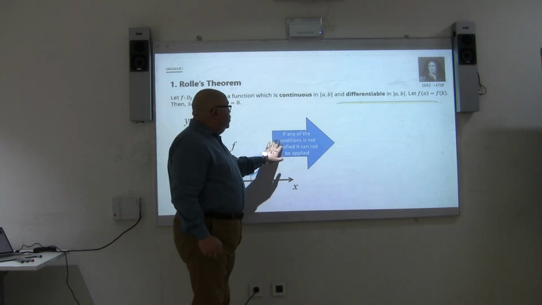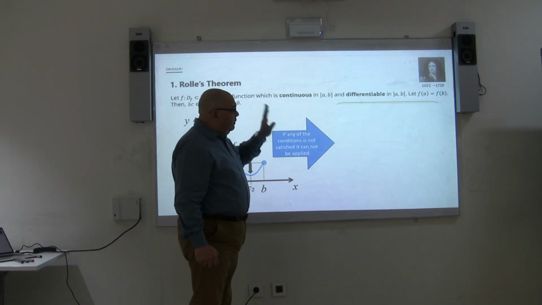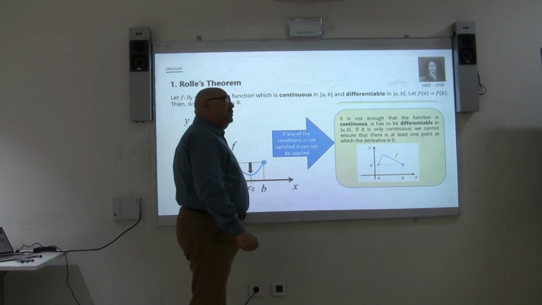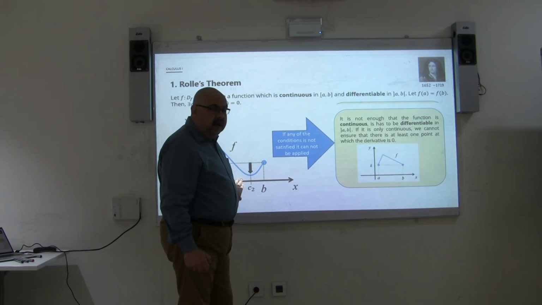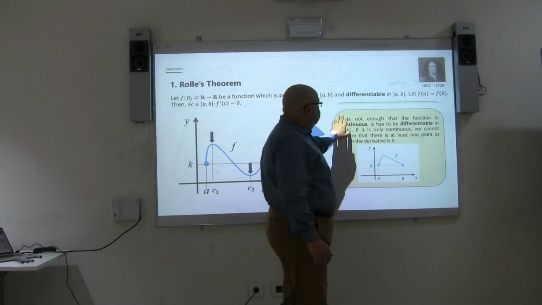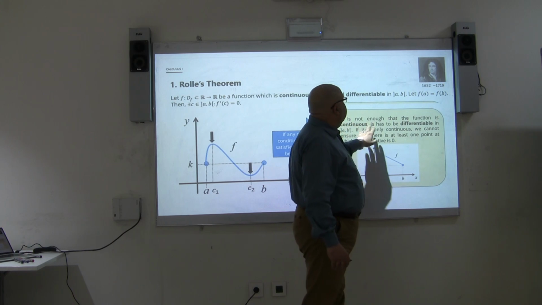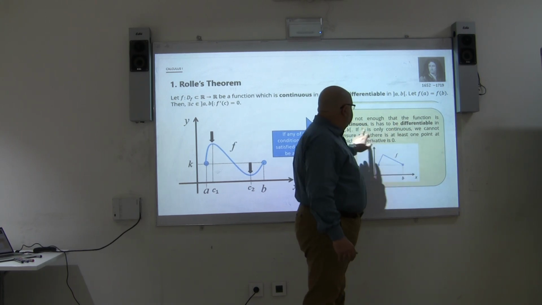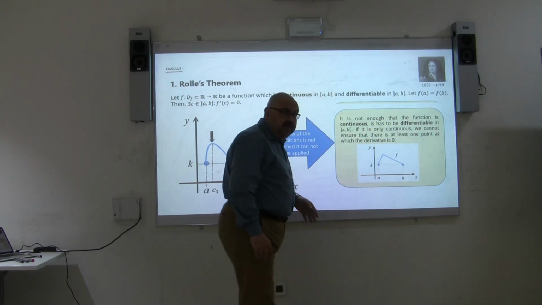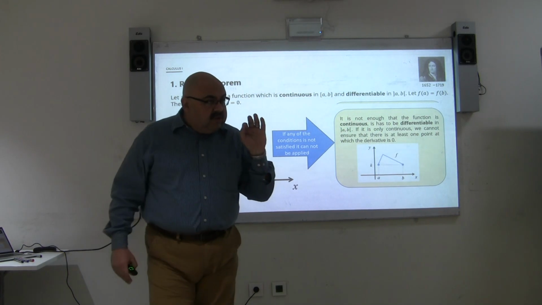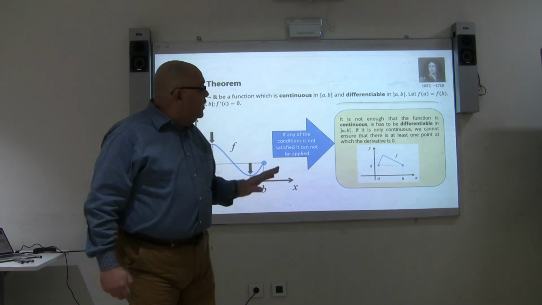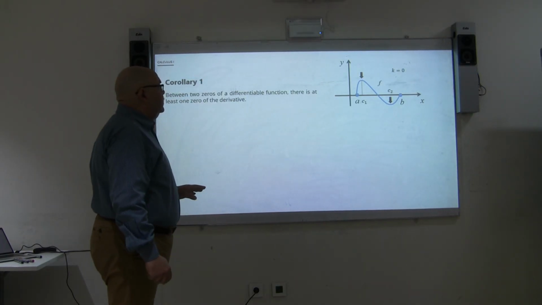Remark: if any of the conditions, that means continuity, differentiability, or f(a) equal to f(b), is broken, then you can't apply Rolle's theorem, or be sure that it really holds. So once more, it's not enough that the function is continuous. It has to be differentiable in (a,b). If it is only continuous, we cannot apply Rolle's theorem, and so there is no certain point at which you will find f'(c) equal to 0. That's mainly what Rolle's theorem is telling us.